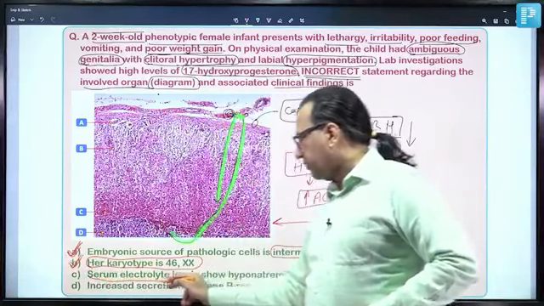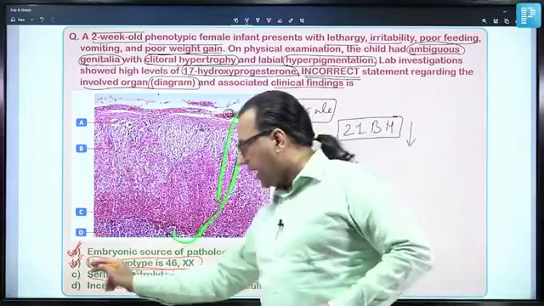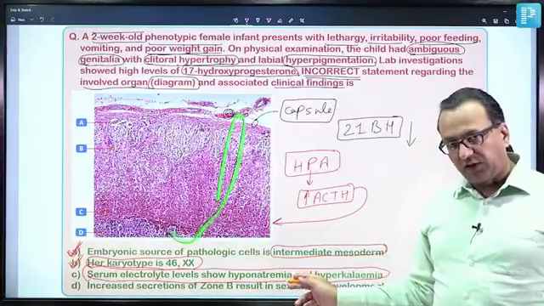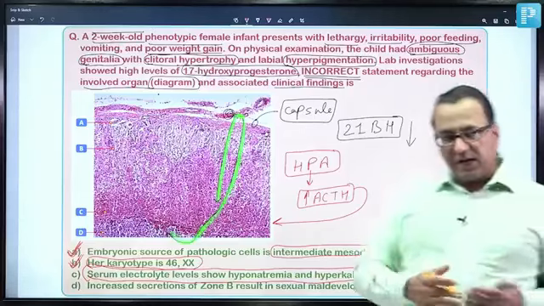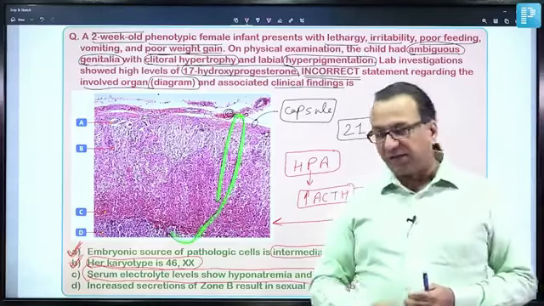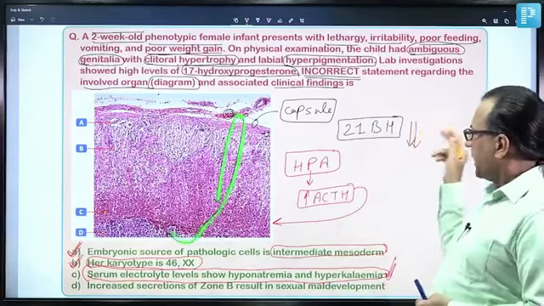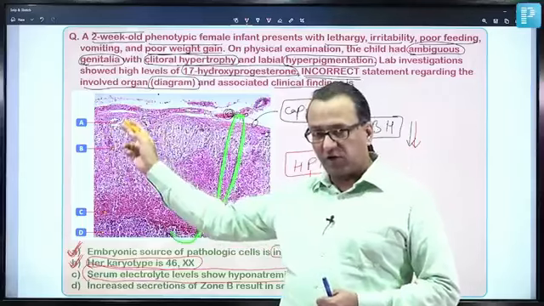Will there be serum electrolyte levels like this? More of potassium and less of sodium? Yes, salt wasting, congenital adrenal hyperplasia. And what is this salt wasting? See, in congenital adrenal hyperplasia, there is deficiency of 21 beta hydroxylase, inability of zona glomerulosa to produce aldosterone.